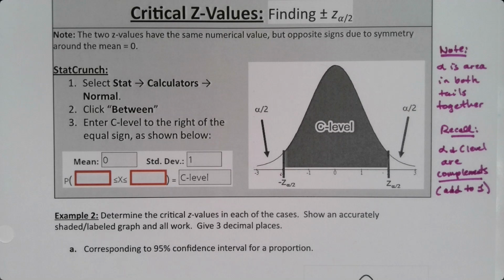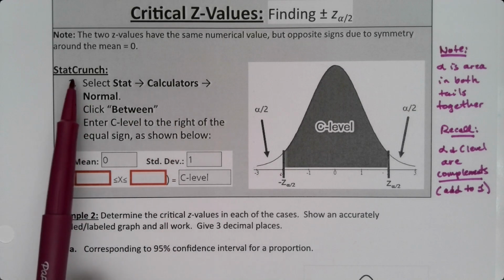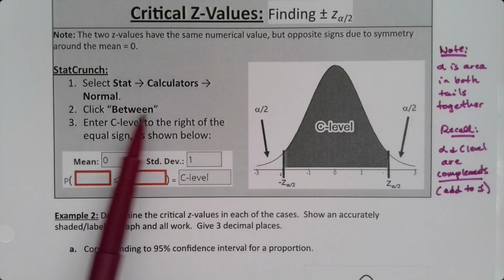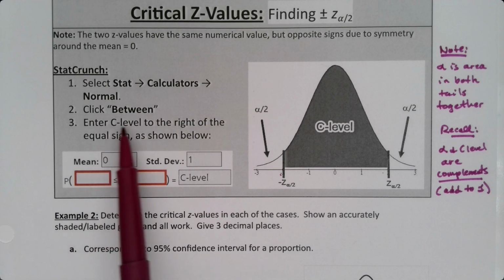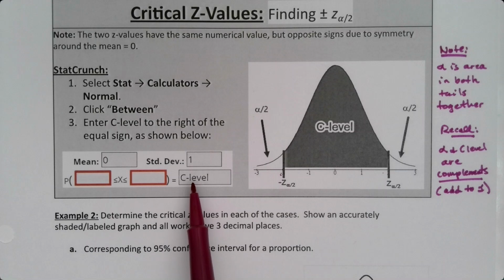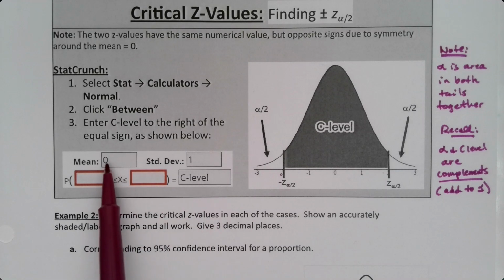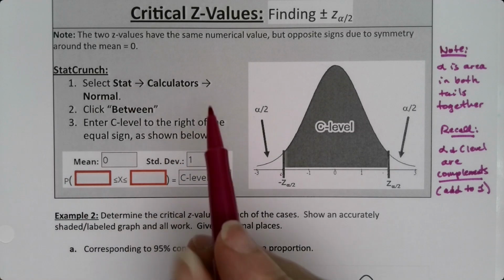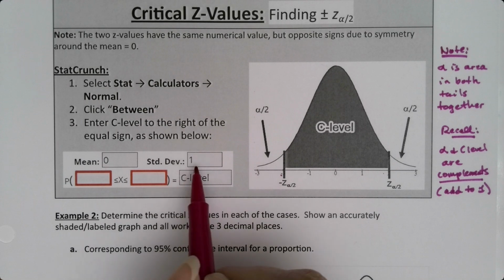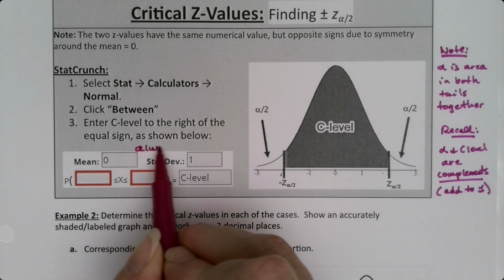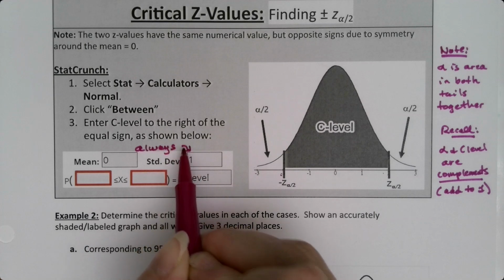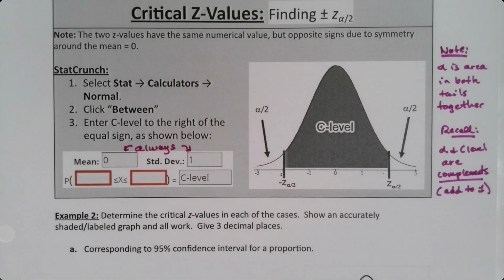Okay, now how do we do this? Well, you go to StatCrunch, Stat Calculator's Normal. You're going to click Between, and then you're going to enter your confidence level over here. And of course, you're always going to keep the mean of 0, the standard deviation of 1. Always. 0 and 1, no matter what for z-scores.